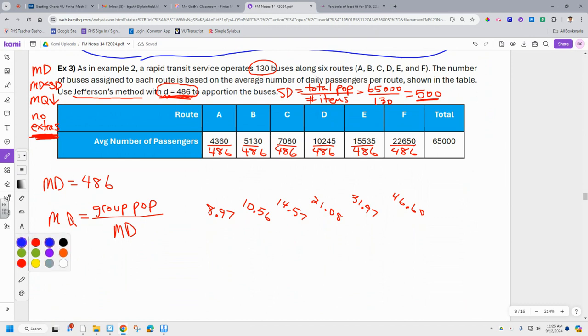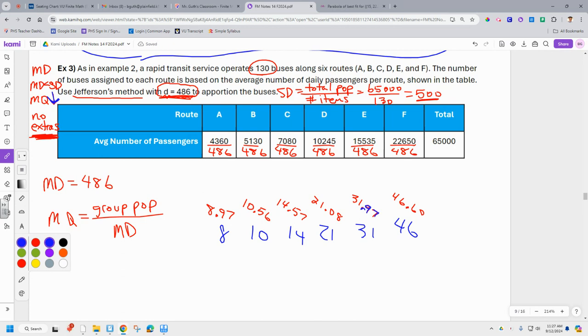So don't forget, in Jefferson's method, we round down. We will not always round down, but we do in Hamilton's and we do in Jefferson's. So we round down. That's 8, 10, 14, 21, 31, and 46. Notice, some people have a really hard time rounding this one to 31. They're like, yeah, but it's so close to 32. I don't care about close. I'm rounding down.